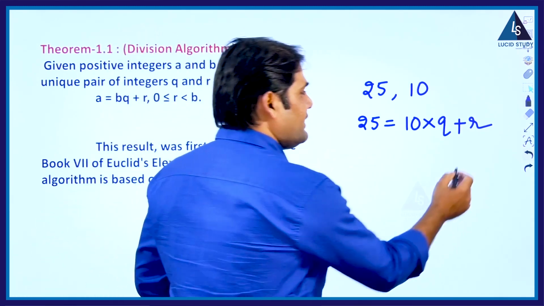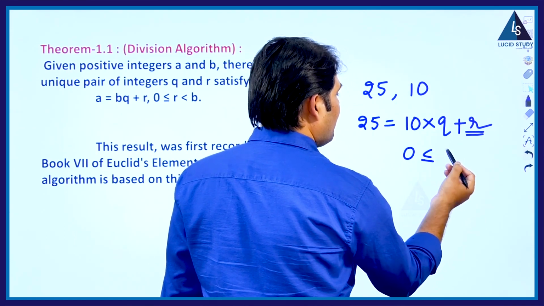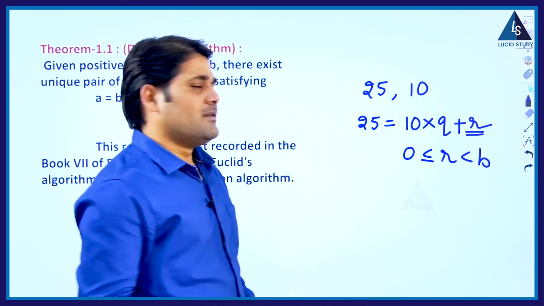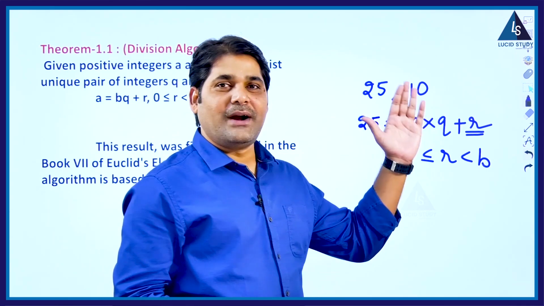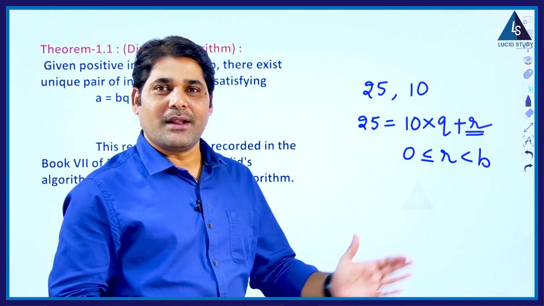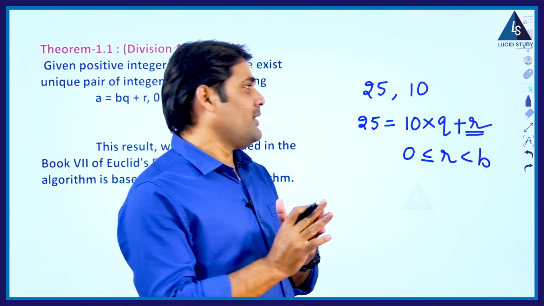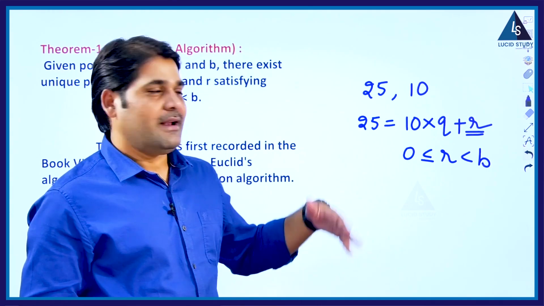Okay, and this r value, whatever is there, is less than b. So what do you mean by this exactly? Meaning that if you divide the big number by the small number, you will have some remainder. The remainder will be less than the second number. That is the meaning.